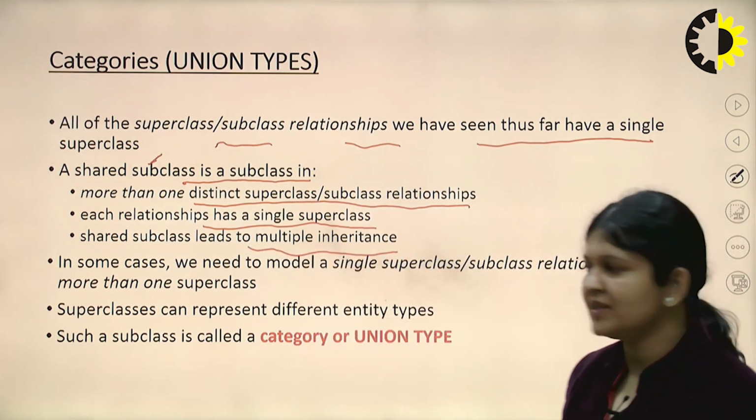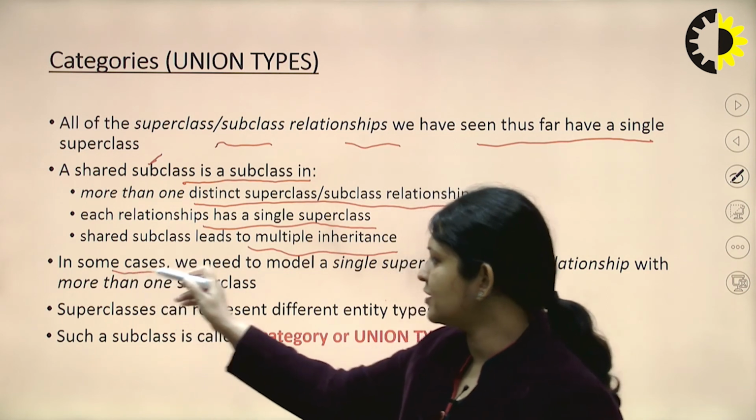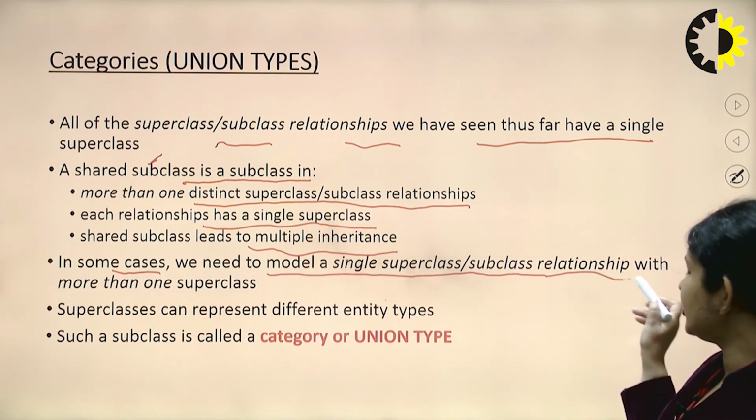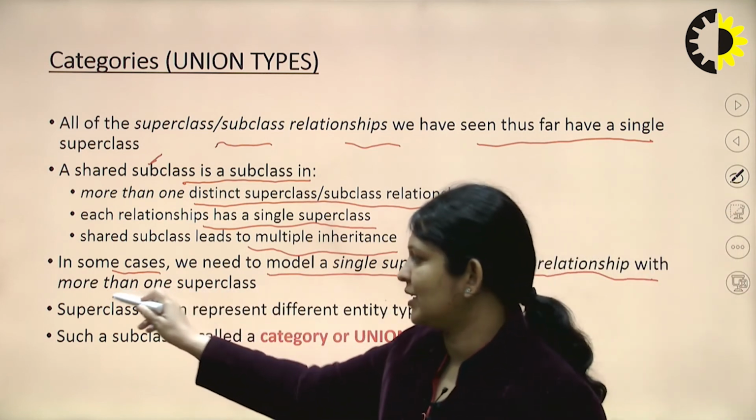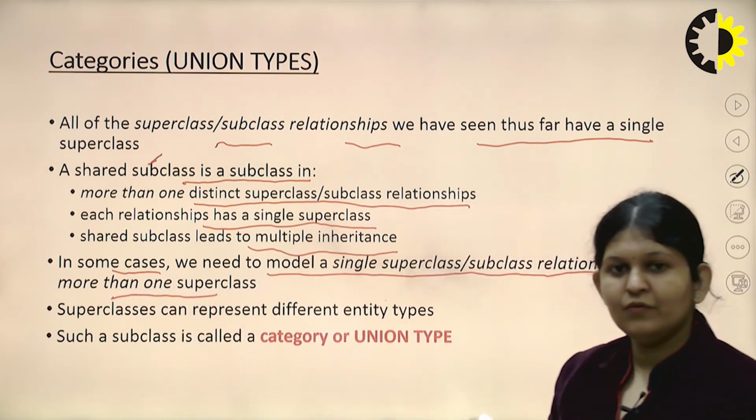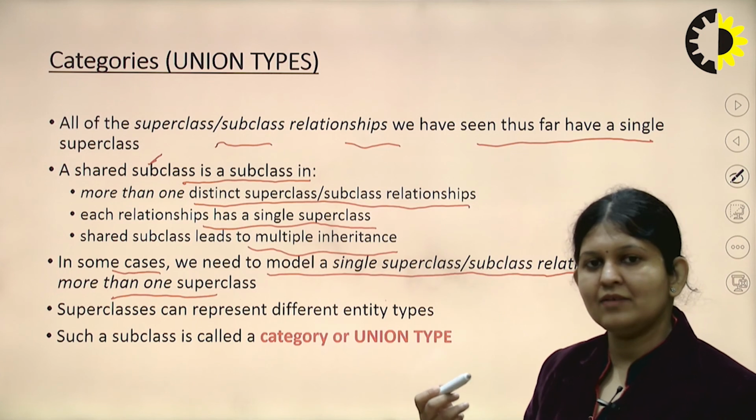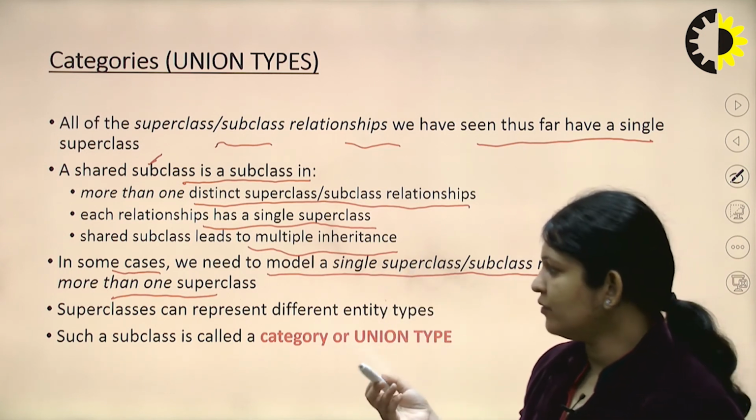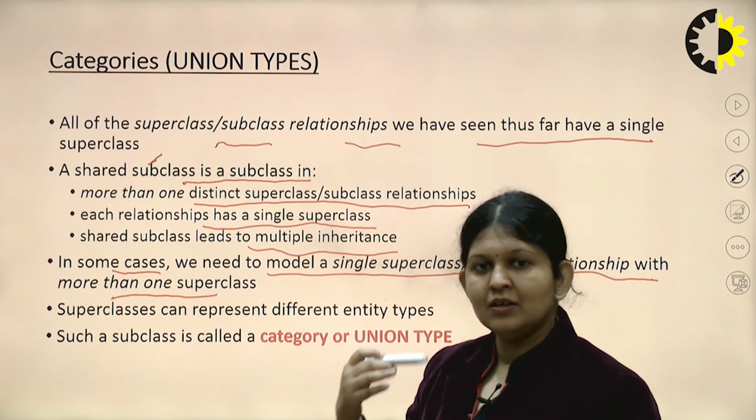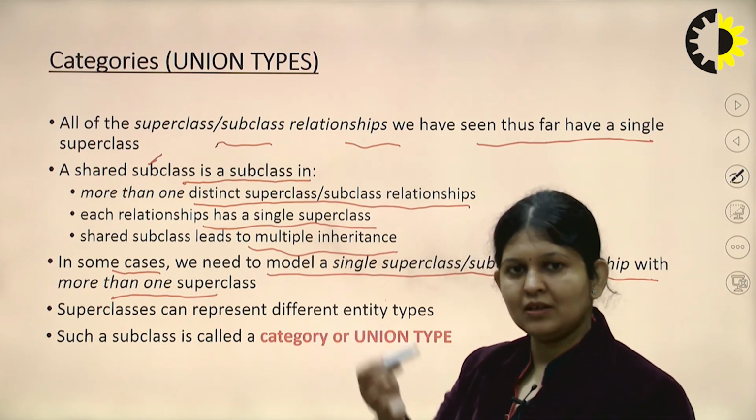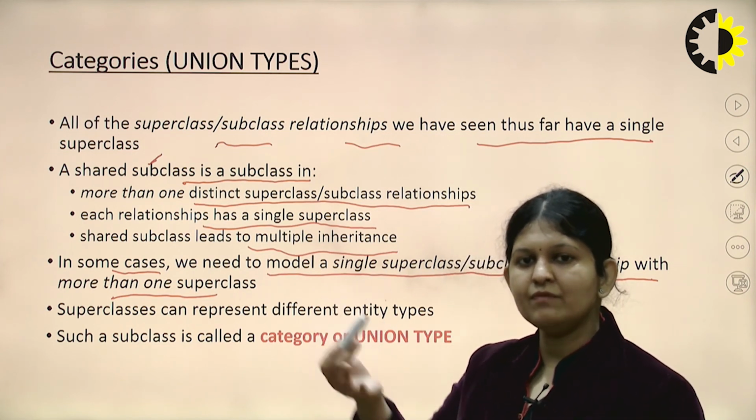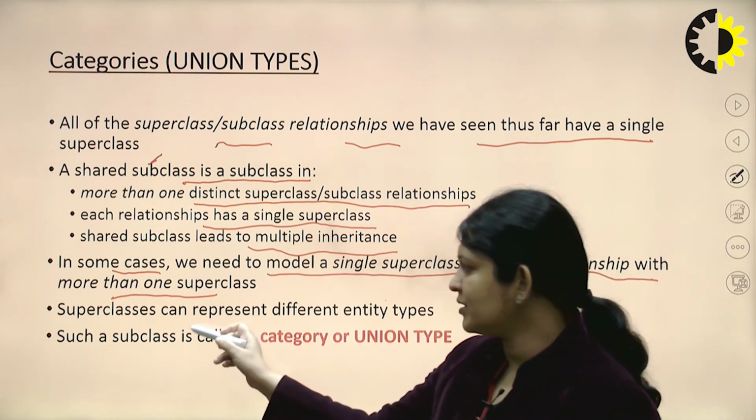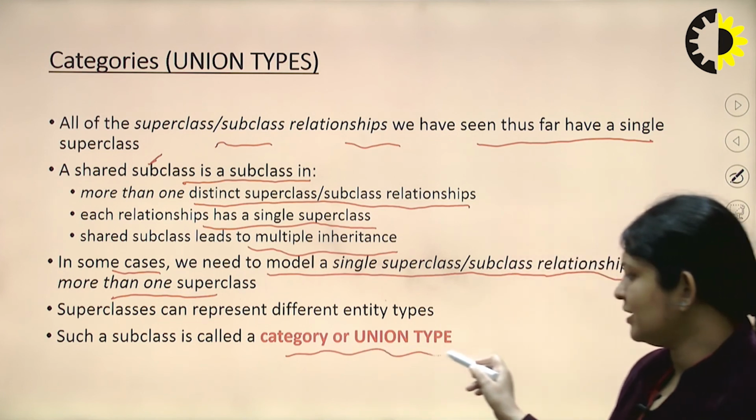But there may be certain cases where we need to model a single superclass, subclass relationship with more than one superclass. We have seen that subclasses belonged to a single superclass. But now we may have a case where a subclass may be inherited from more than one superclass. Now how do we represent that? For that we have categories, or the union type.